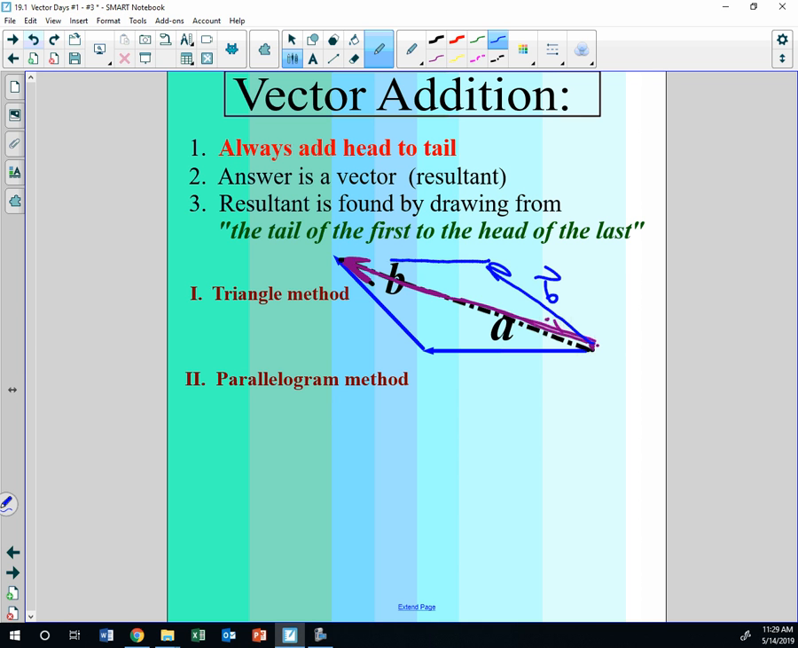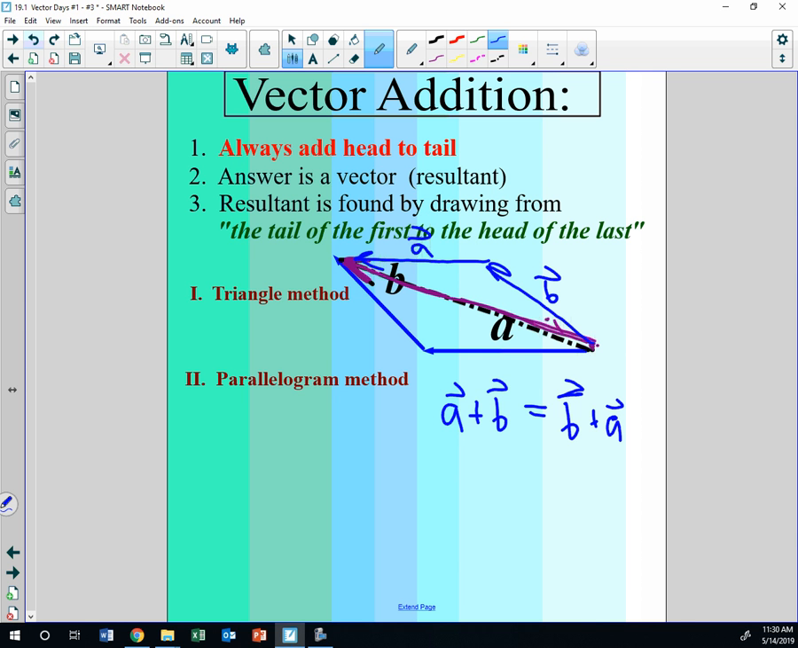plus A? What happens there? We had A plus B. Now I'm going to do B plus A. Where do you end up? Same place. Still they're equal. This is something that you need to know.